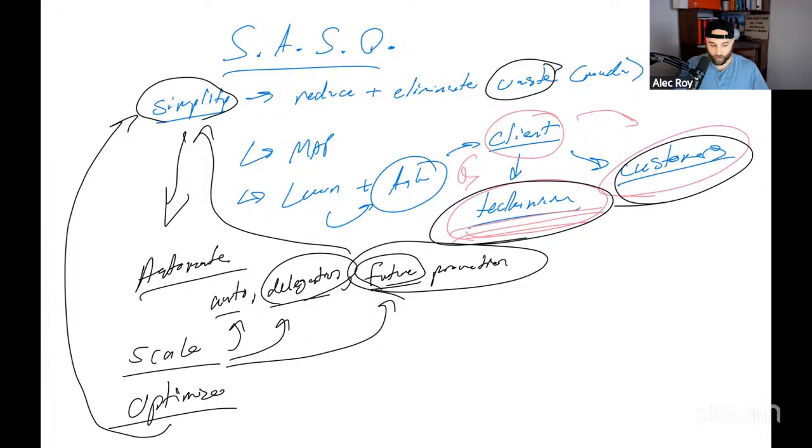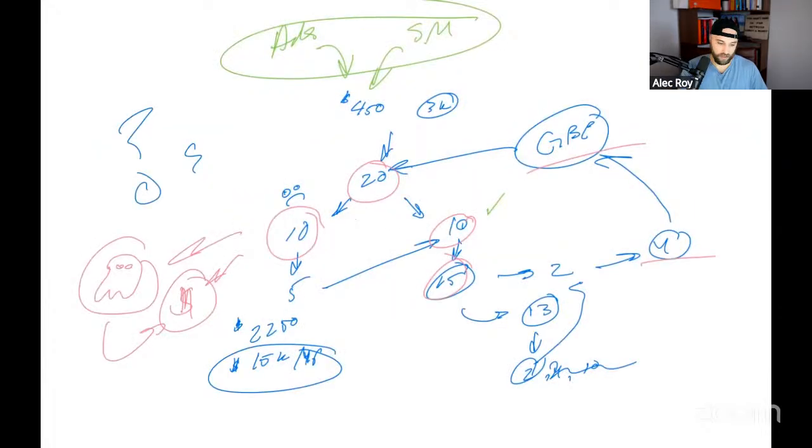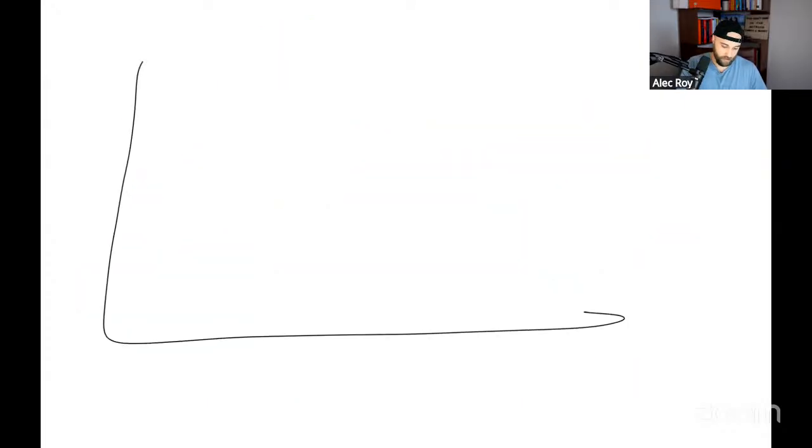When I hire for that role, it's going to allow me to what? To scale. When I can scale, I can further optimize. When I can further optimize, I can further simplify. And this whole cycle, when you go through the process, is your growth period that you're going to see. This is time. This is money. The SASO process looks like this.